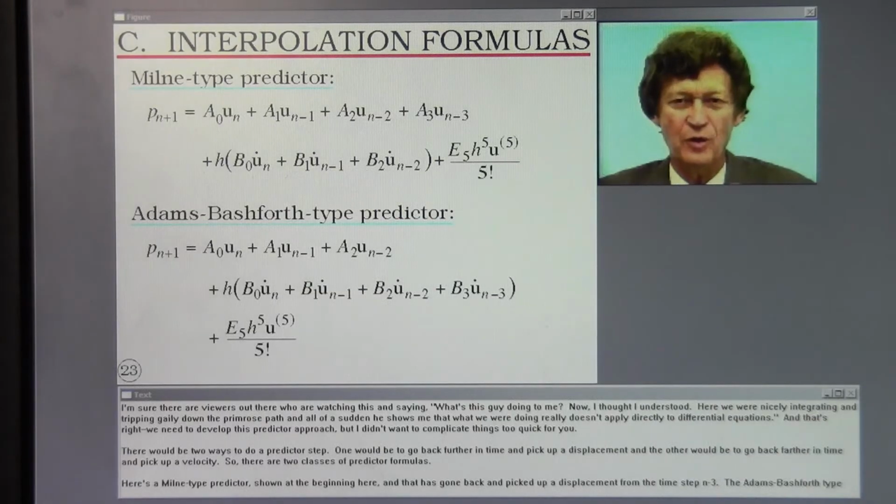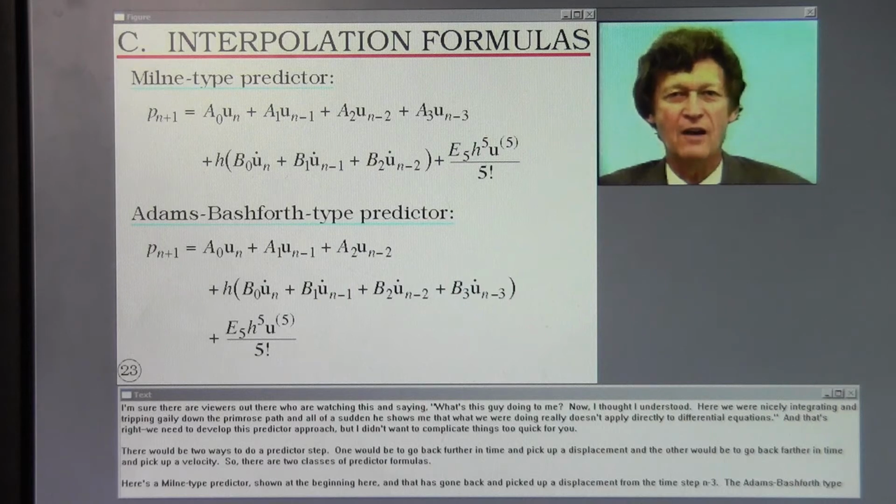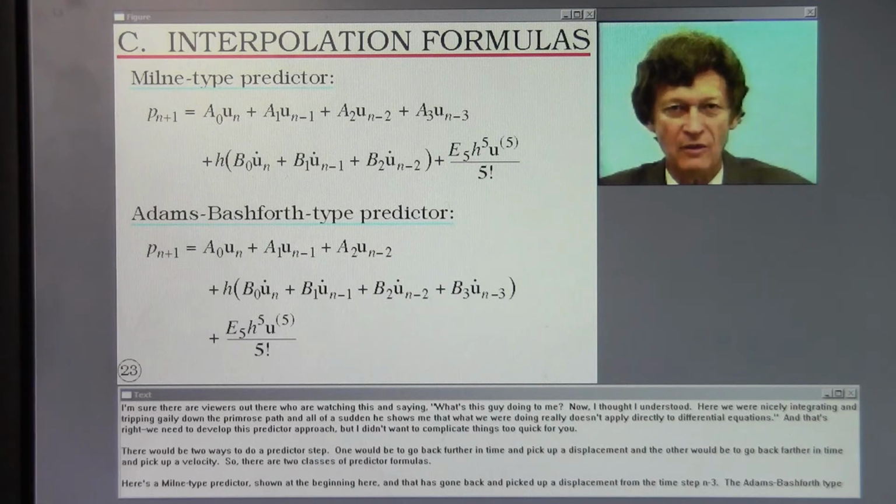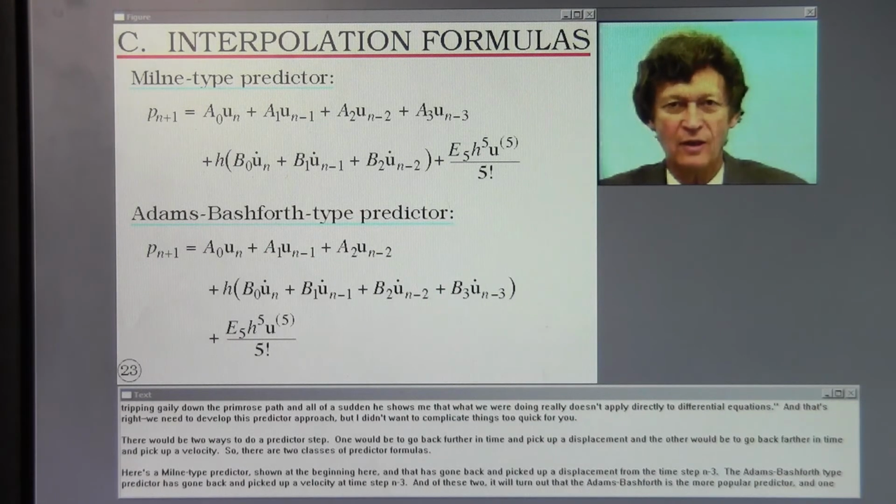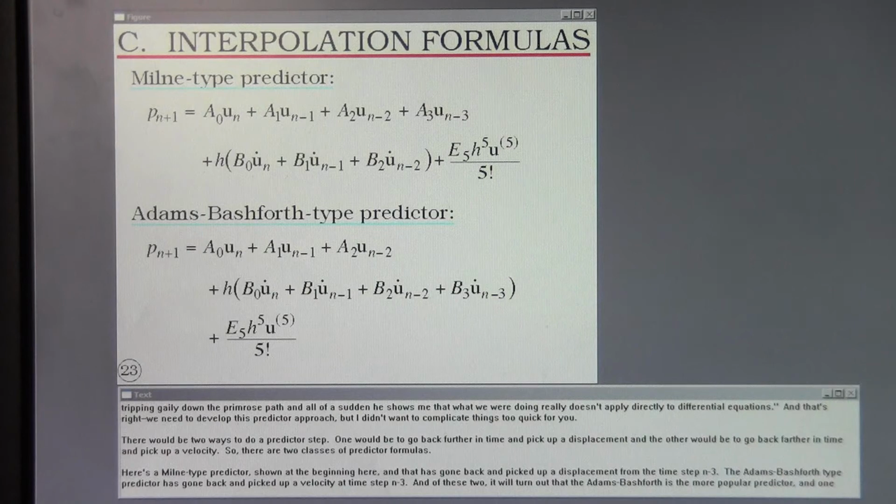I'm sure there are viewers out there who are watching this and saying, well, what's this guy doing to me now? I thought I understood. Here we were doing nicely integrating and tripping gaily down the primrose path, and all of a sudden he shows me that what we were doing doesn't really apply directly to differential equations. And that's right. We need to develop this predictor approach, but I didn't want to complicate things too quick for you.